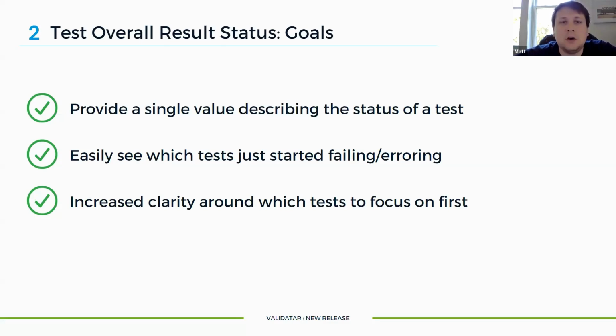Maybe you need to focus within Validator on cleaning up tests that are constantly erroring because you built the test inappropriately. Other times, it might drive clarity that something new just started failing in my production data warehouse. It's never failed before, and I want to know about that immediately. So the overarching goal is to provide easier ways to get a single value describing the overall status, and not just a pass or a fail of the latest run.